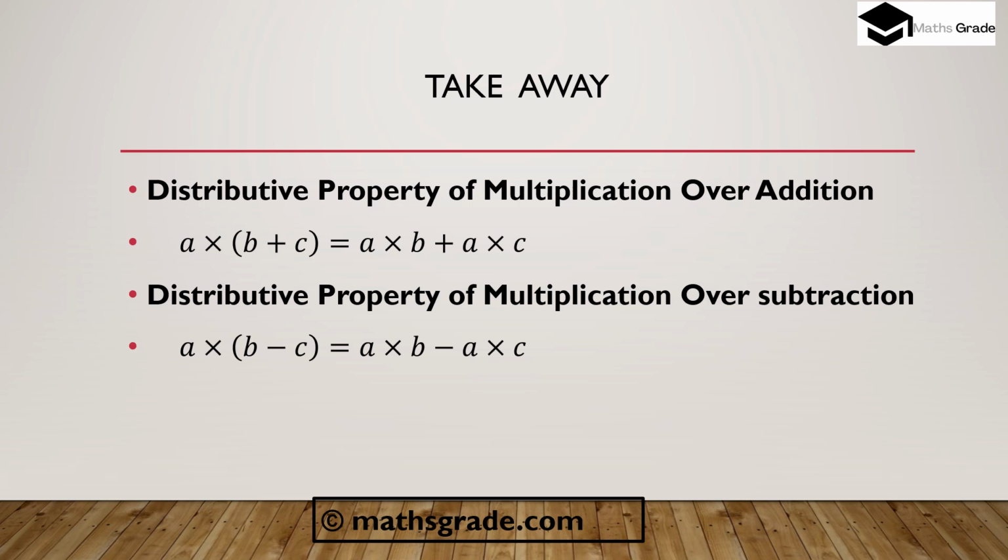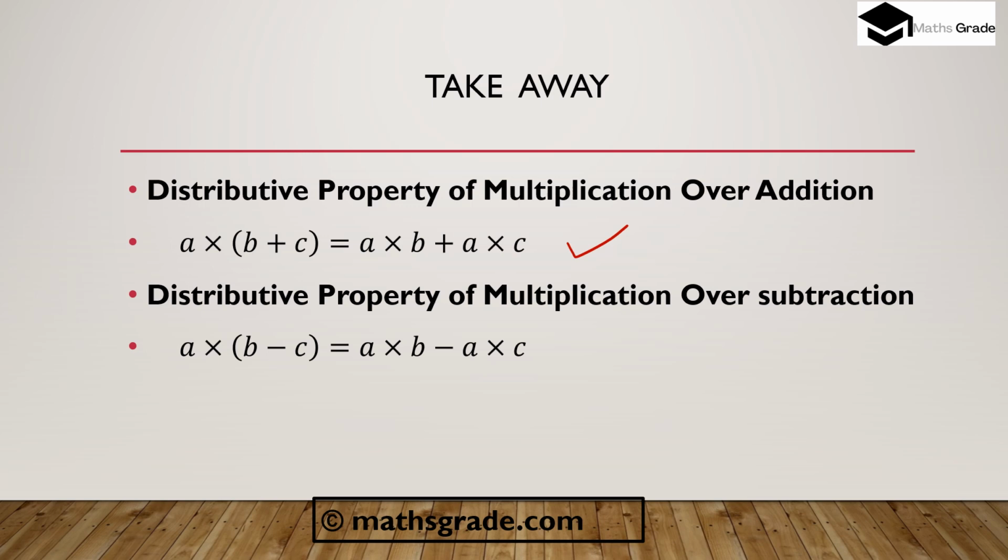Now what we take away from these topics? Distributive property of multiplication over addition. What is the distributive property of multiplication over addition? That is, if we multiply the first number with the addition of the second number and third number, we first add the second and third number, then multiply with the first number. That is equal to, we multiply the first number A with the second number B, then we multiply the first number with the third number, then we add both the result of first number with second number and first number with third number. That is A multiplied with B plus C is A multiplied by B plus A multiplied with C.